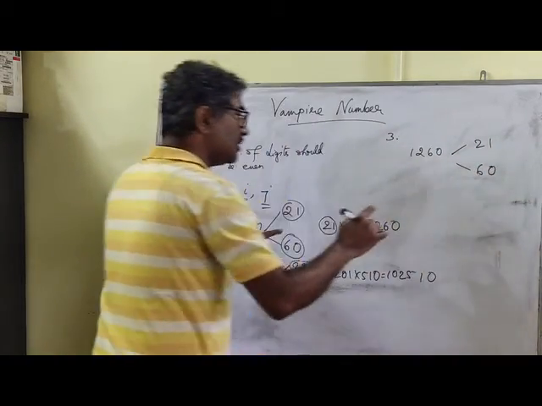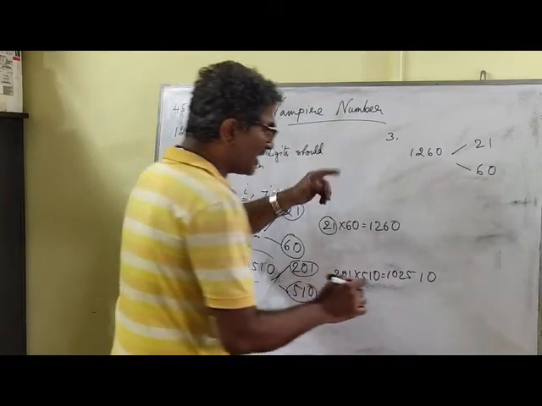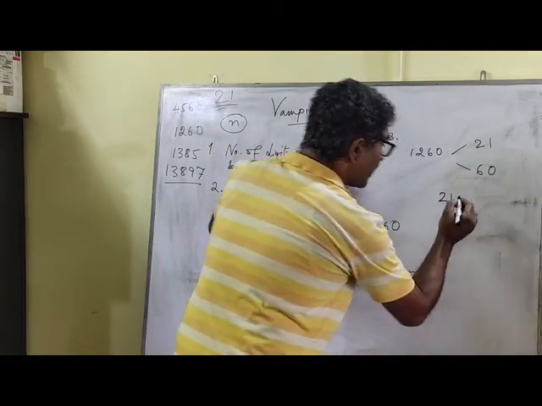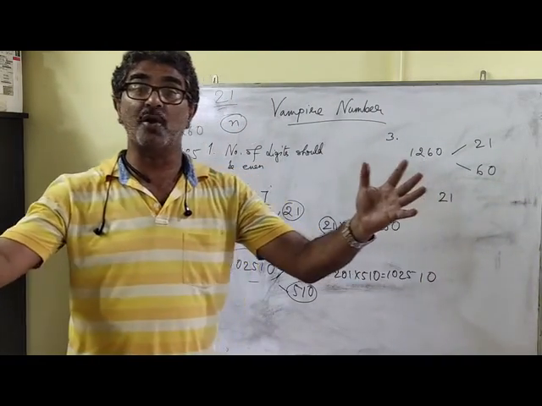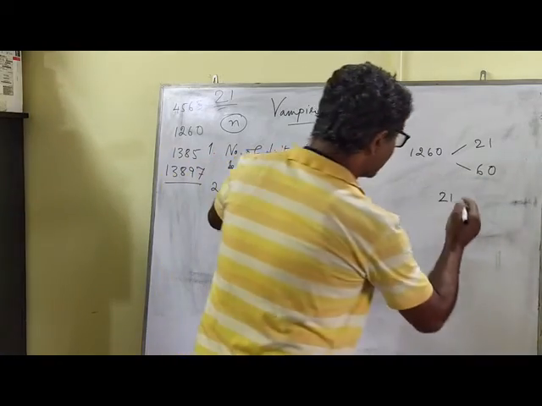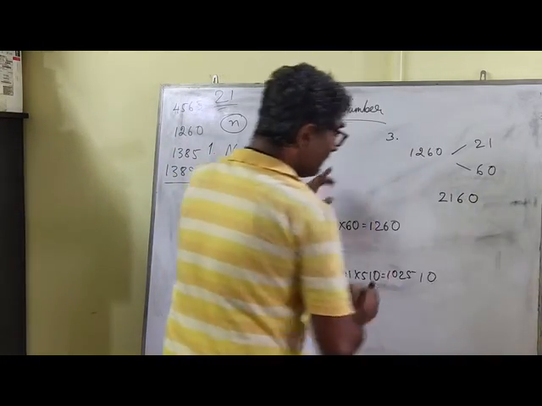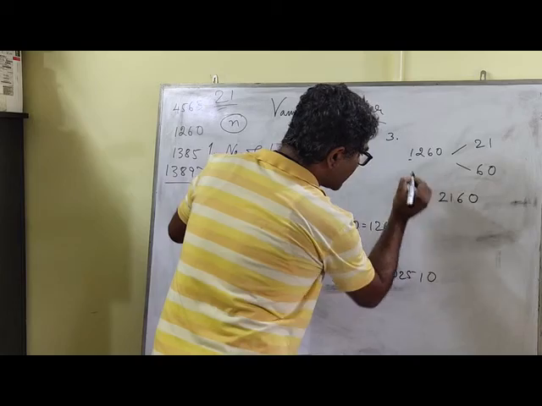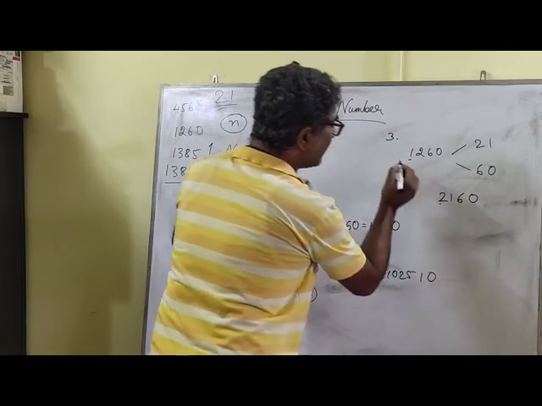Now what we are going to do is combine these two factors which we get. Combine in the sense that we are going to join these two numbers together. So 21 and 60 when joined gives this. Now you see, every digit that you see will have the same number of repetition.